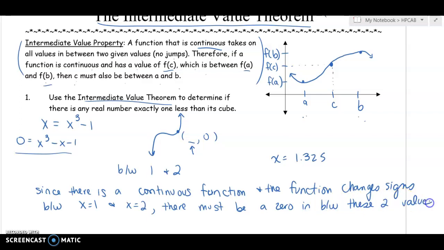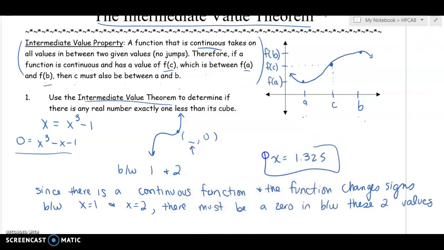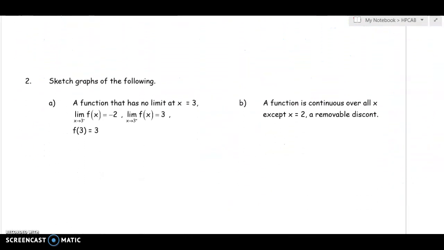All right, again, going back to the table. If you go to your table, again, between 1 and 2, we went from -1 to 5. So somewhere between -1 and 5, you're going to eventually hit 0. And we hit that 0 at 1.325. Okay. Let's look at the next ones.